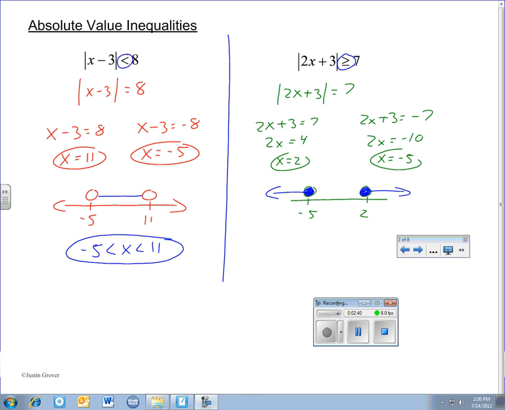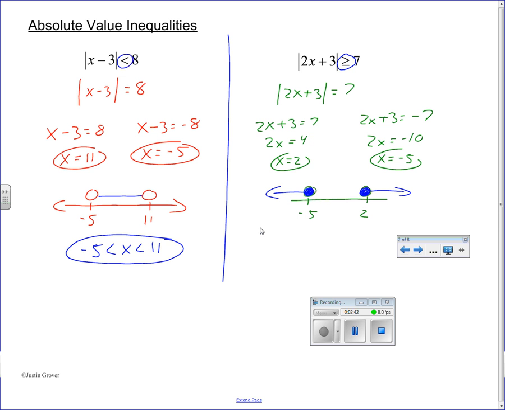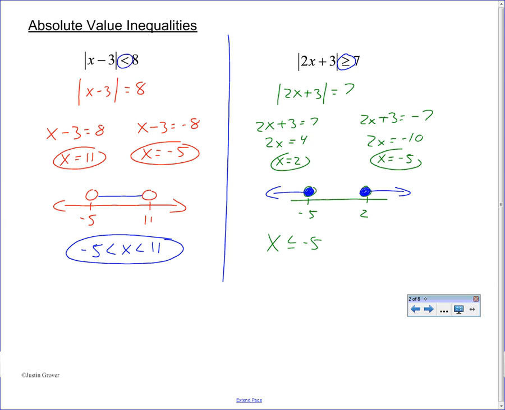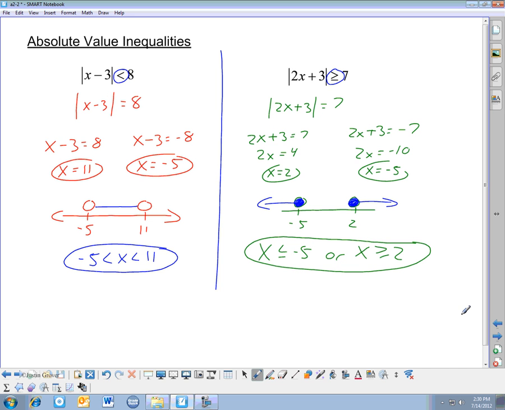And you read the left side as x is less than or equal to negative 5. Or the right side, or x is greater than or equal to 2. So if your original inequality starts with a greater than or equal to sign, you're going to have two separate inequalities with the word or between them.